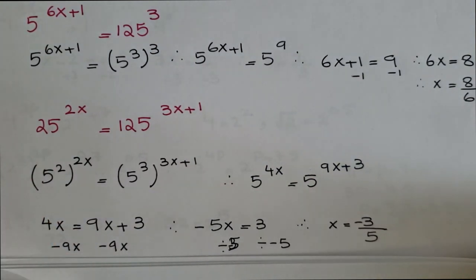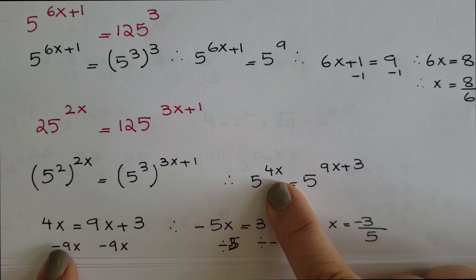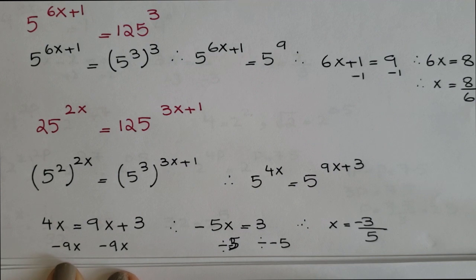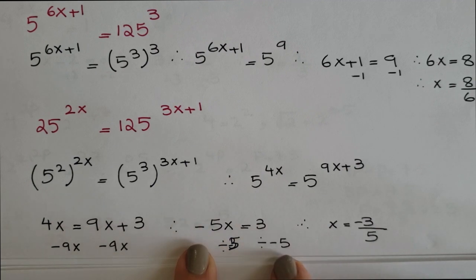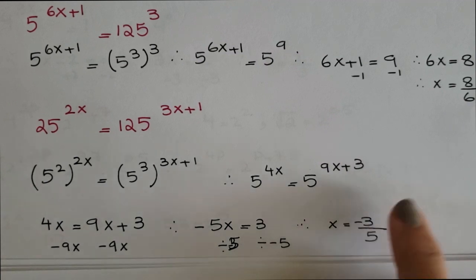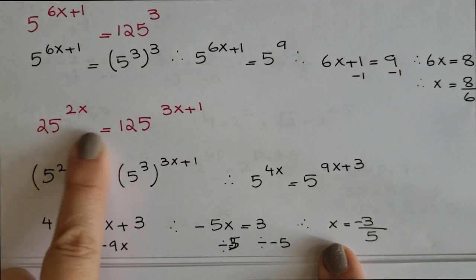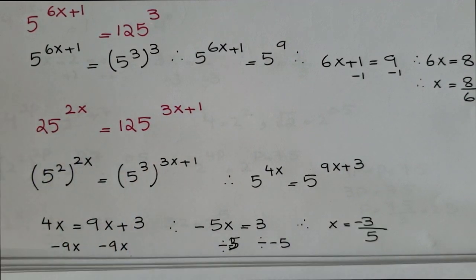That means 4x should be equal to 9x plus 3. Now this is a simple linear equation, and let's solve it together. I add negative 9x to both sides. It turns into negative 5x equals 3. Now I'll divide both sides by negative 5 to isolate the x. So the answer would be negative 3 over 5. That means if you substitute x as negative 3 over 5 in this exponential equation, both sides would be exactly the same.